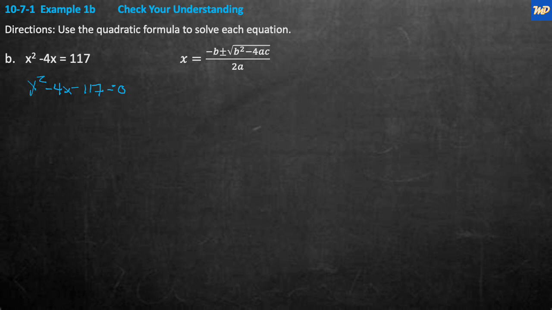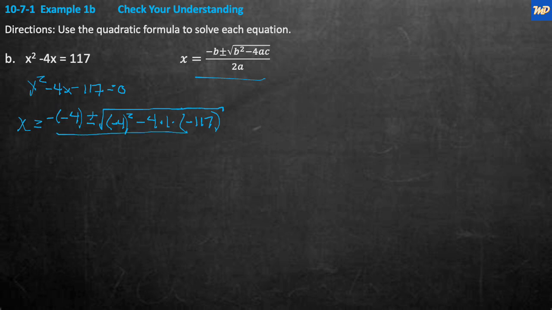Now we can put the values into our quadratic formula. So a is a 1. It's minus 4 is our b, and minus 117 is our c. So we're going to say x equals minus minus 4, okay, plus or minus the square root of minus 4 squared minus 4 times 1 times negative 117.